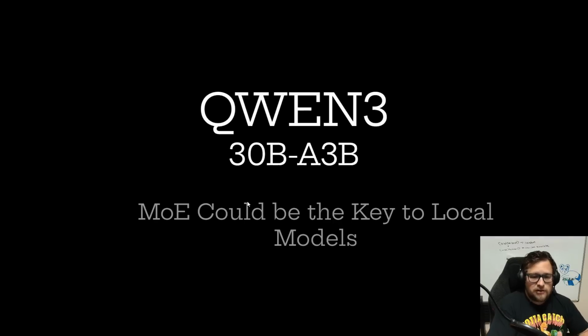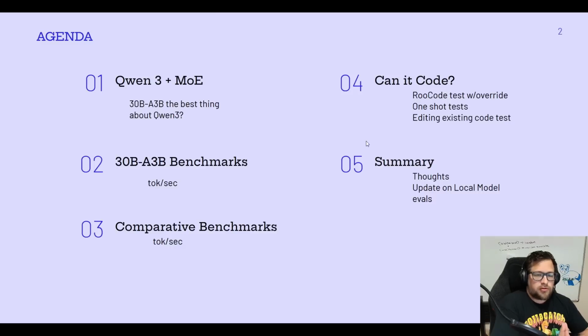And I have come to the belief that MoE, which is mixture of experts, could be the key to local models. I just want to run through a few things with you today to explain why. First off, I'm going to talk about Qwen3, the 30B-A3B one in particular, and probably make a bold claim that this is the best thing about Qwen3. I'm going to give you a little bit of details around what MoE is if you're not familiar. If you are, you can skip ahead across that part.